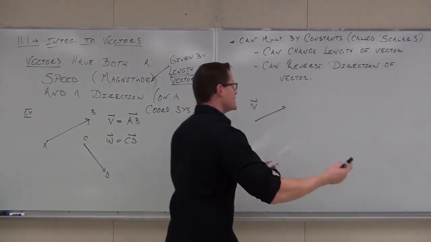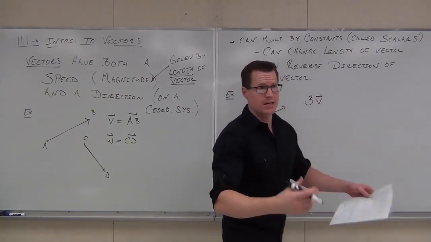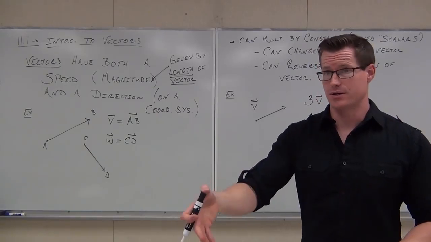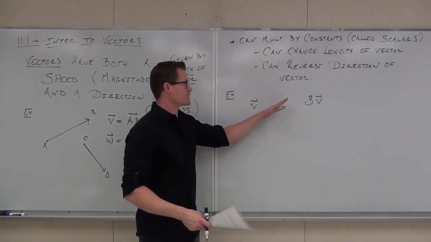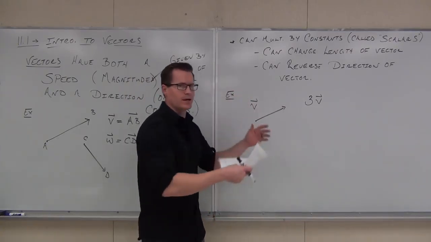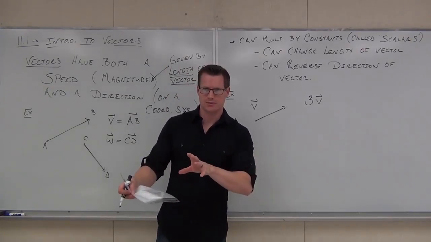Now, what would the idea be if I said, you know what, I want to now find 3 times that vector. So notice what we got. 3 is the scalar here. I'm just multiplying by 3. What's it going to do? Is it going to shift this vector to go more up or more down or sideways? No. All it's going to do is grow this vector. Does that make sense to you?